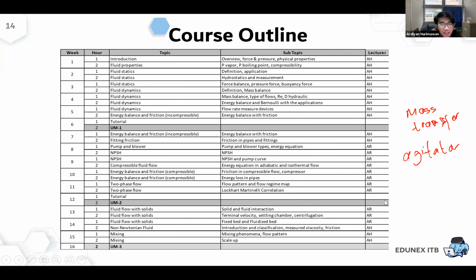And then later Pak Anggit will continue, because Pak Anggit is better in teaching you about the pump, blowers, and then compressible flow, and then two-phase flow. Then Pak Anggit will teach you until this part, the fluid flow with solids. And then I will come back again to teach you non-Newtonian and also mixing.